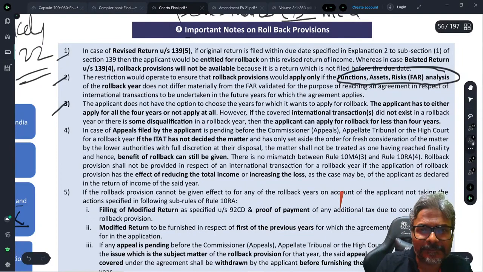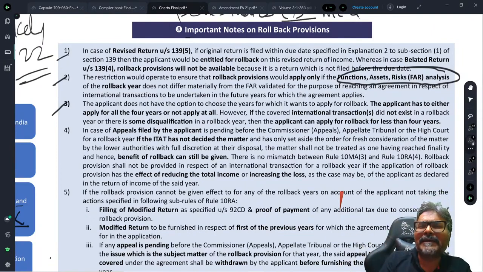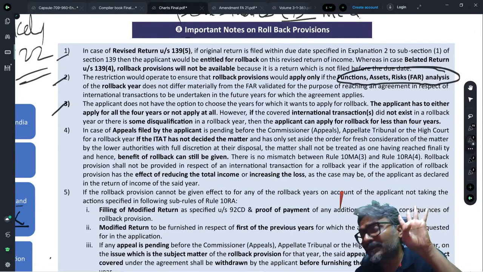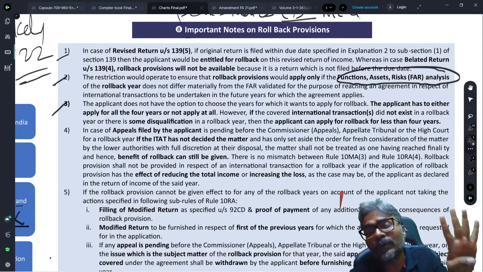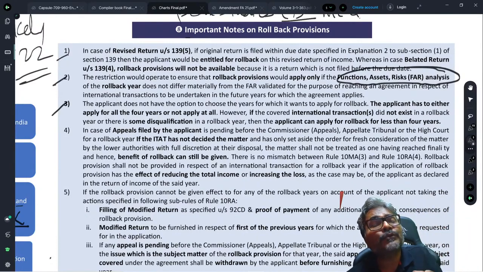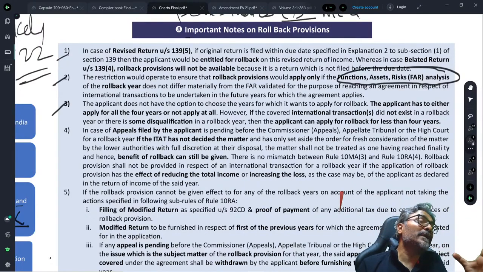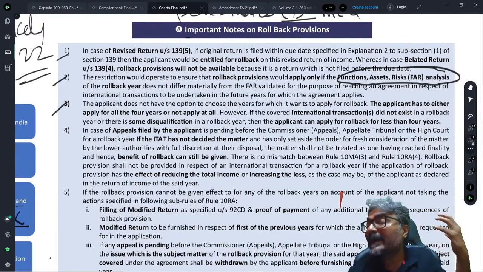Coming to point number three. As I have told you, students, you will have to take up the rollback for 4 years. Now, is there any choice available to us that I can pick which year I want to go for with the rollback? Is this option available with me as to which is the year for which I need to go with the rollback out of the 4 years? Answer is no. You have only one option, that either you go for rollback for all the 4 years or else you don't go for the rollback at all.